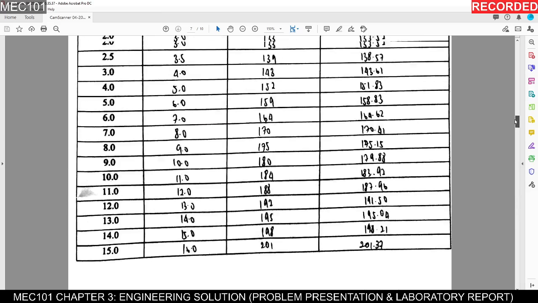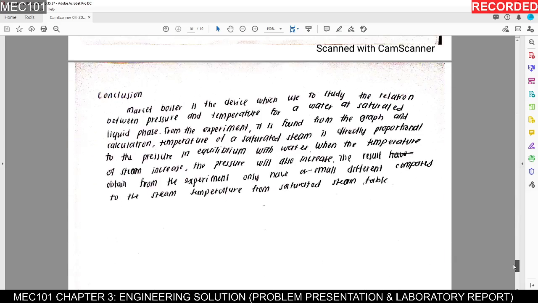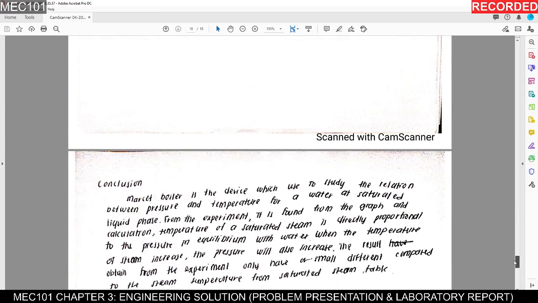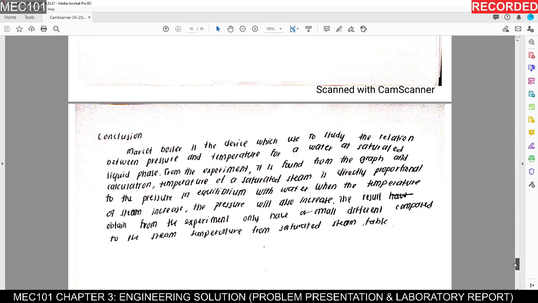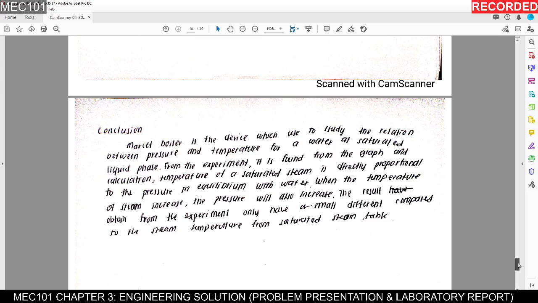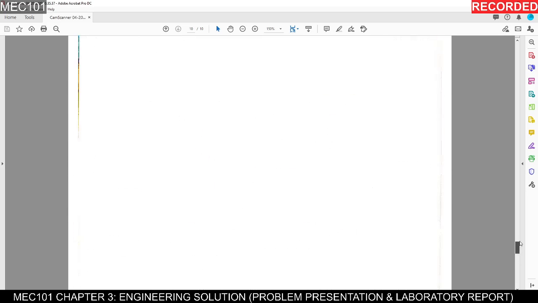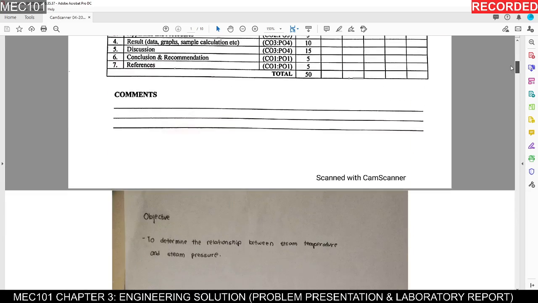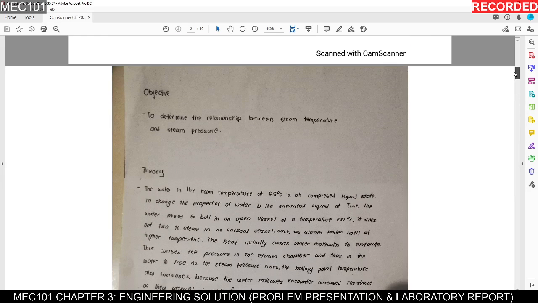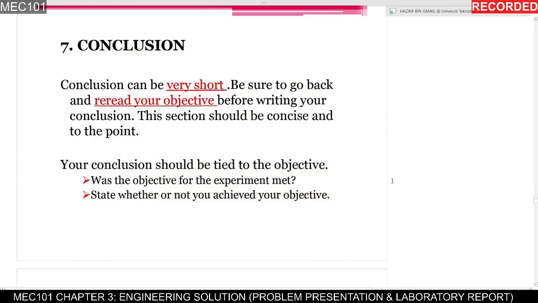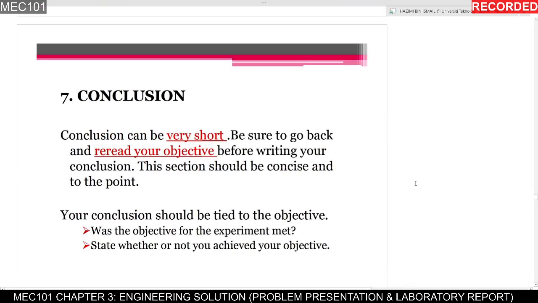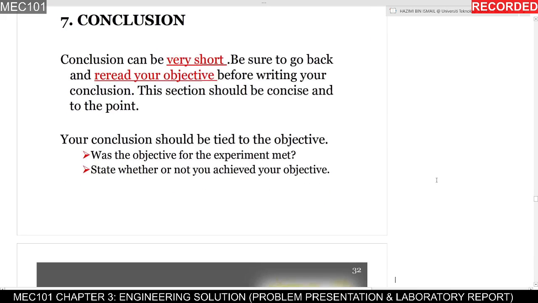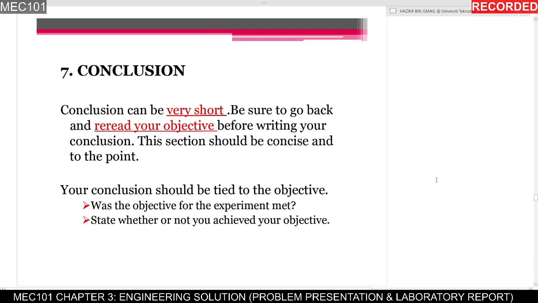This example of a report is not very perfect. There are a lot of flaws and a lot of grammatical and spelling errors, but still they try to follow the standards of laboratory reports. So that's all for our laboratory report guidelines. I think that's all for this video.